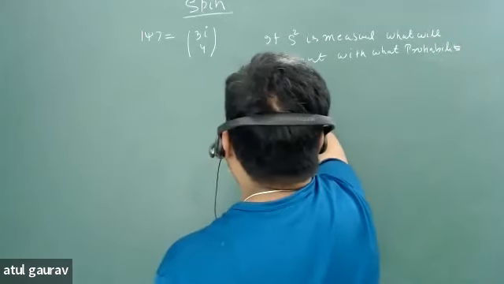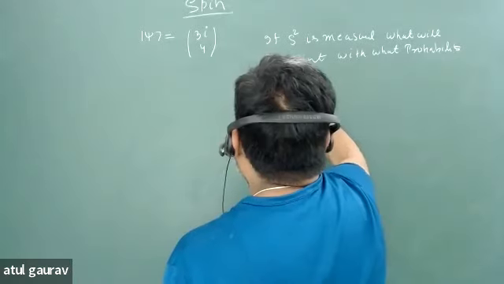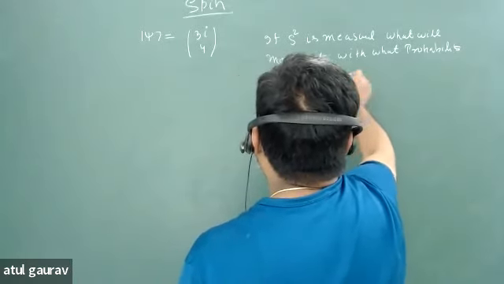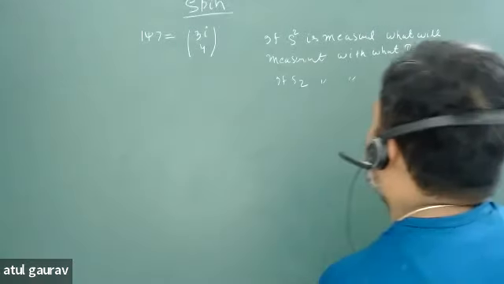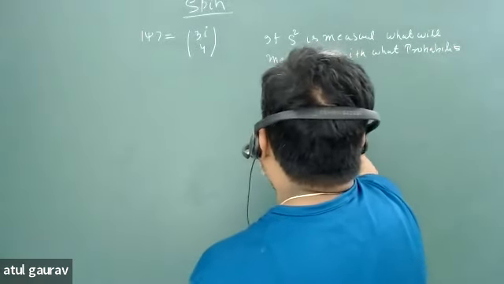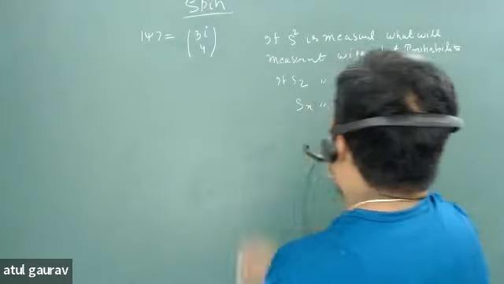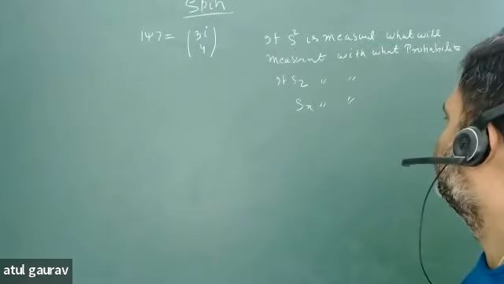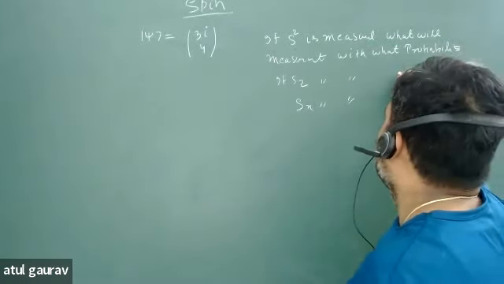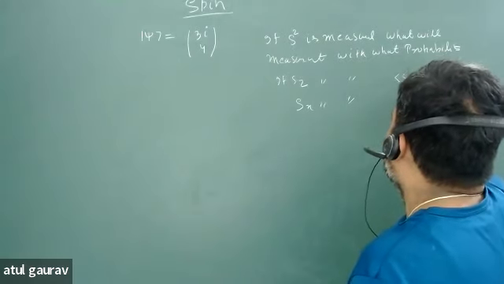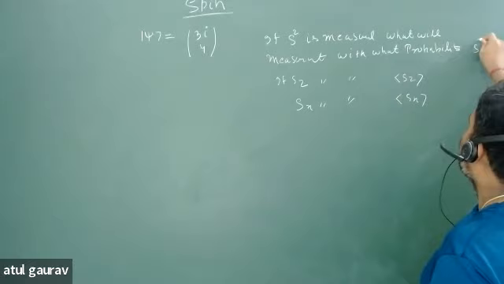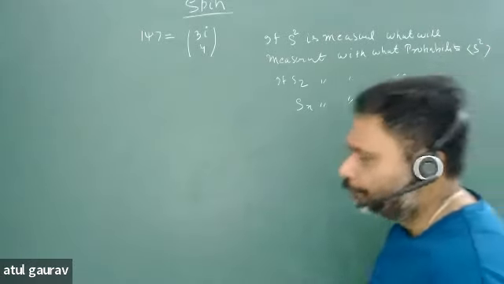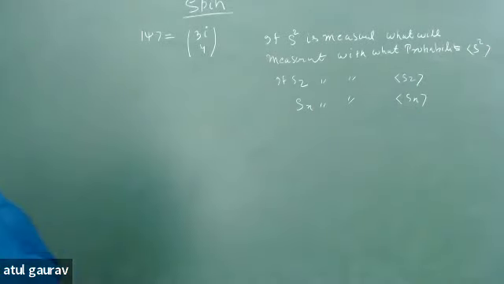Second, the same question: if Sz is measured, what is the measurement and with what probability? And last one, if Sx is measured, what will be the measurement and with what probability? Also we have to find the expectation value of Sz, the expectation value of Sx, and the expectation value of S square. Okay, so this is our whole problem.